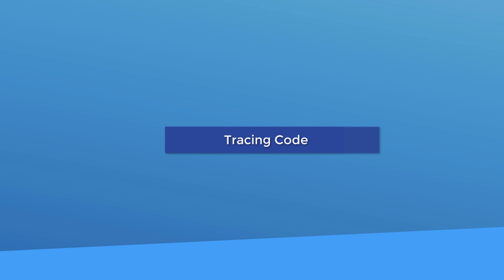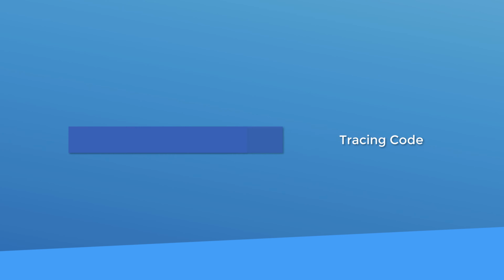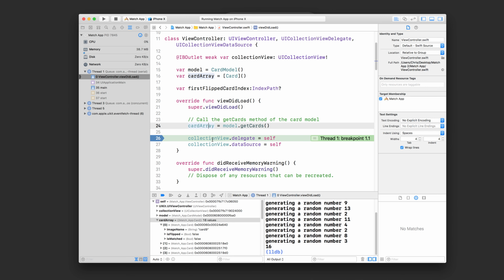So now that we've talked about breakpoints and you know how to stop execution at a specific line of code, we can talk about these controls down here, which let you step through or trace your code. And tracing your code is just a fancy term for walking through your code line by line. So why is this important? Because it basically allows you to go through your code line by line with a fine-tooth comb.